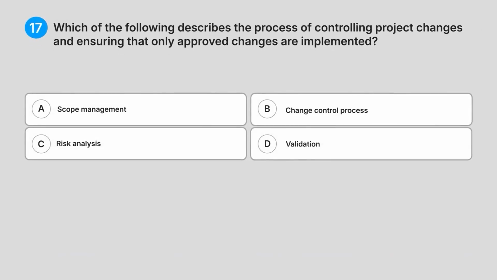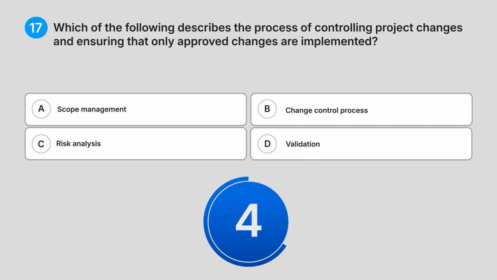17. Which of the following describes the process of controlling project changes and ensuring that only approved changes are implemented? A. Scope management. B. Change control process. C. Risk analysis. D. Validation. Can you guess the answer?